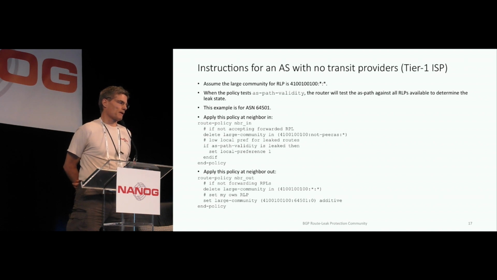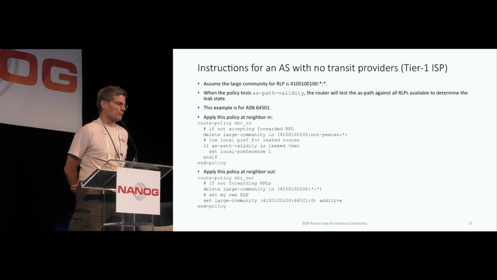So you would put that statement there, delete large community in. That's the 41.001.001.00. That is the well-known number. And then you would put the words not peer AS. That means that if that next number is not your peer, it would delete that community. And the star means anything for the next one.